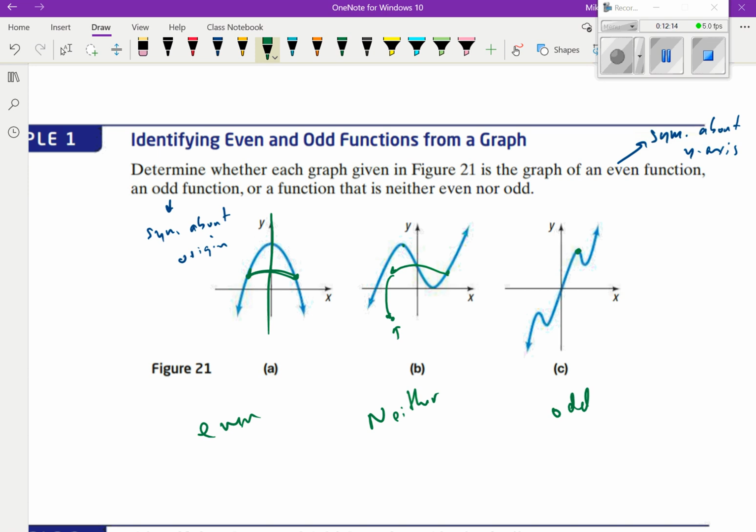Let's double check this. So I've got a point here. If I reflect it over the y-axis, it's over here. If I reflect the same distance over the x-axis, it's down there. So I do end up with that matching, and so I end up with an odd function because it is symmetrical about the origin.